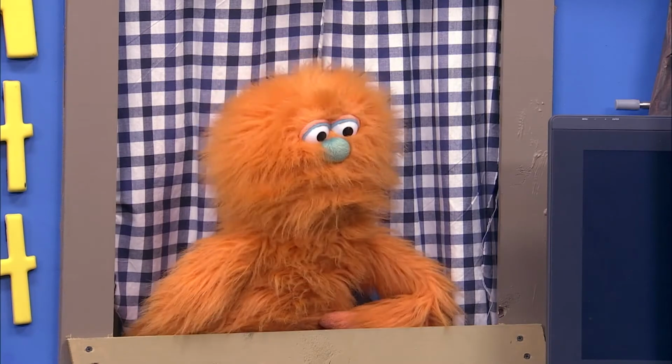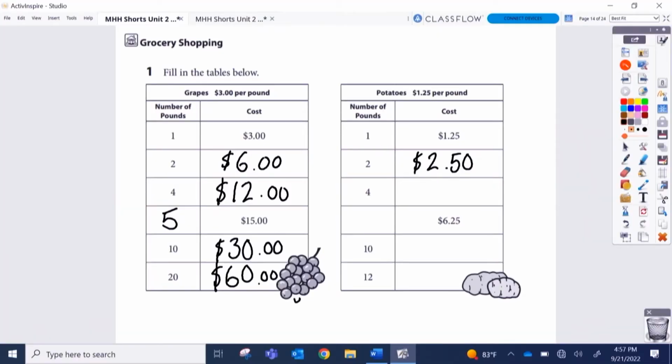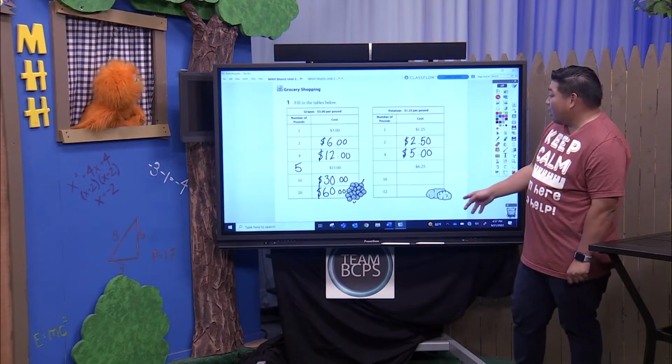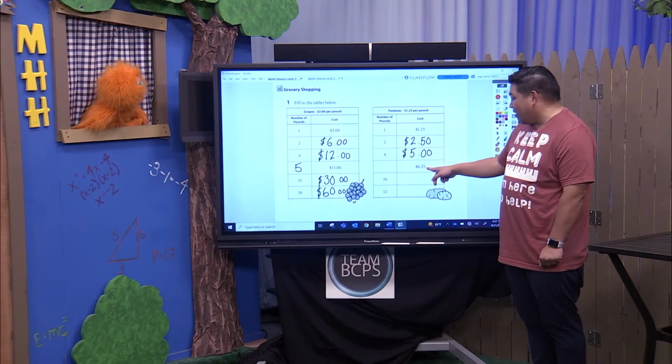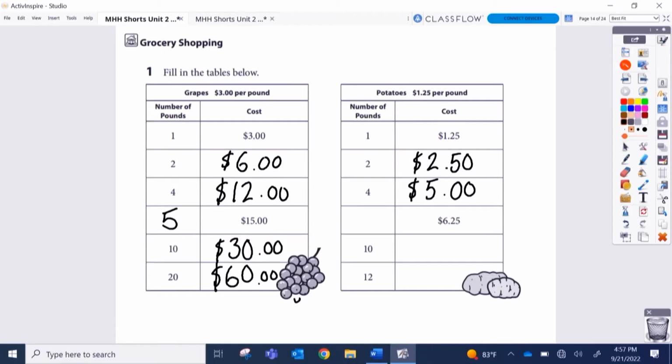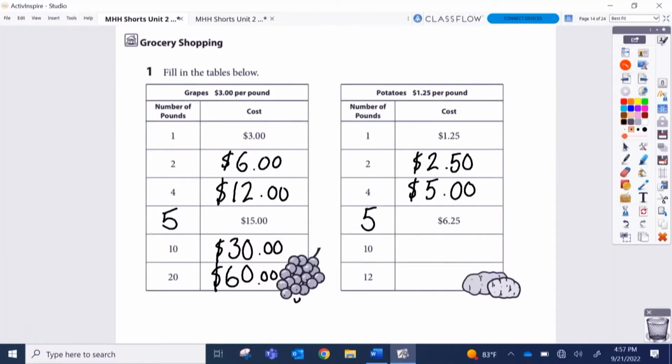Well, I know that $2 doubled is $4, but we have to add another 50 cents, and 50 cents and 50 cents makes $1. So instead of saying $4, it would be $5. 5 whole dollars. Awesome. And then just like we did in our grapes problem, the difference between $5 and $6.25 is $1.25. So like you were saying earlier, that's 1 pound. So that means it would be 5 pounds there. 5 pounds of potatoes for $6.25.